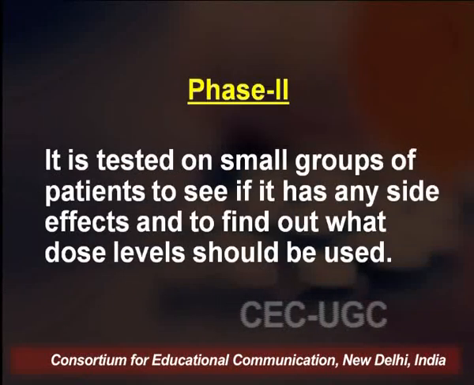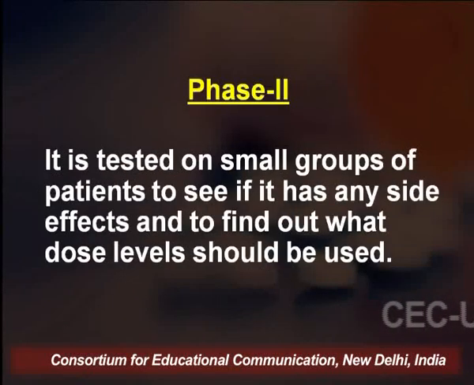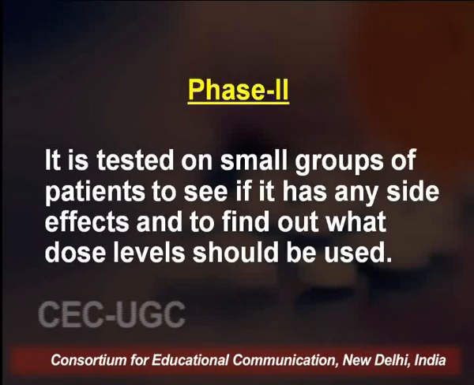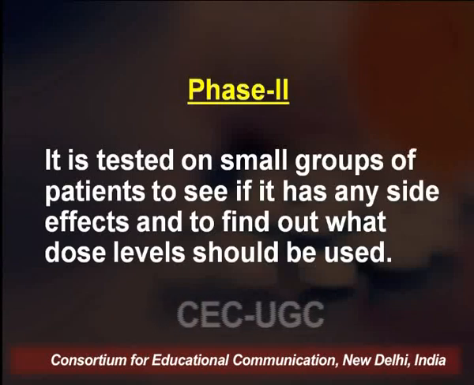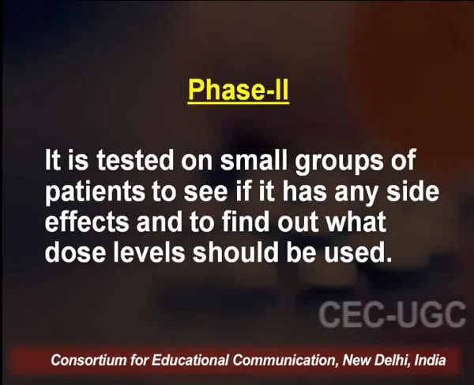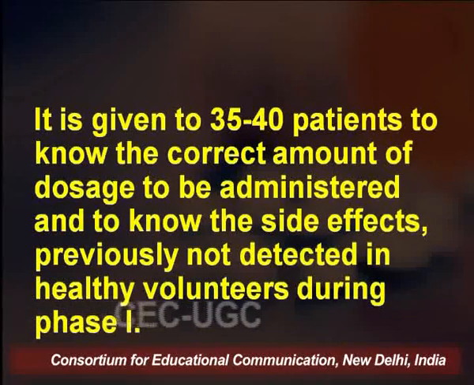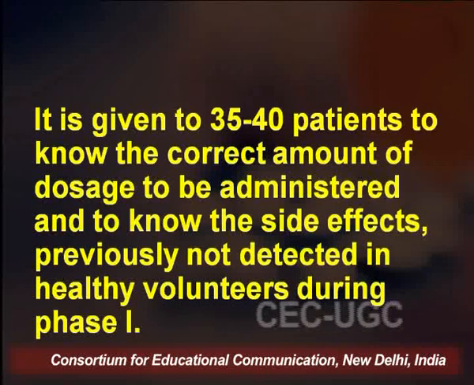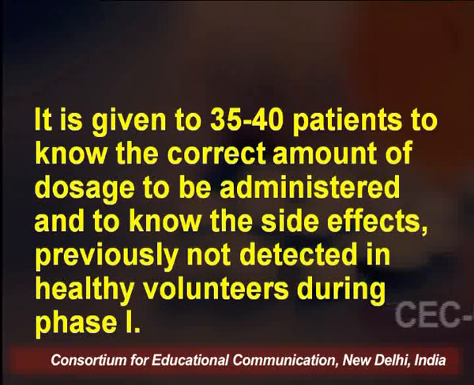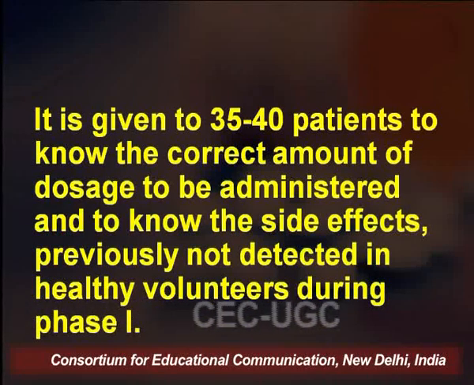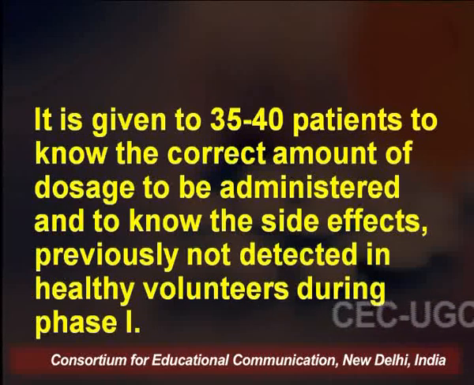Phase 2: it is tested on a small group of patients to see if it has any side effects and to find out what dose level should be given, or what is the dosage of the medicine that should be given to the patients. It is given in phase 2 to a group consisting of 30 to 40 patients to know the correct amount of dosage to be administered and to know the side effects previously not detected in healthy volunteers during phase 1.